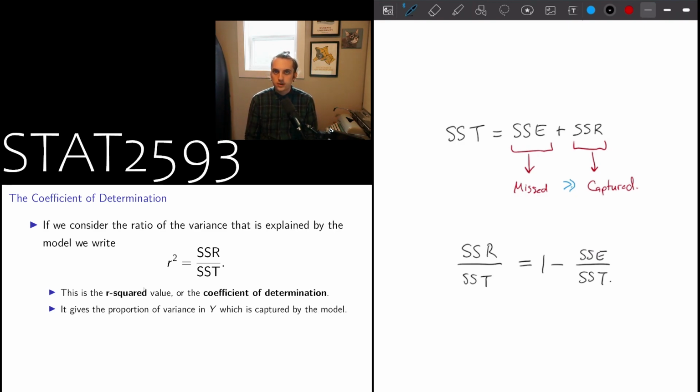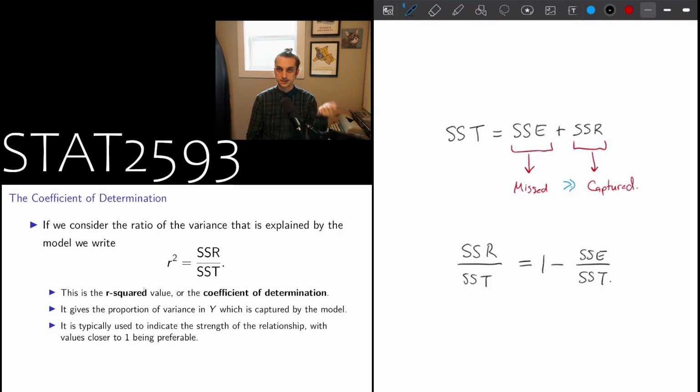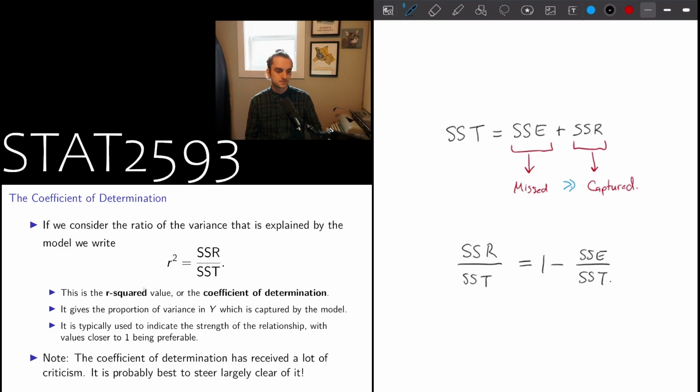The r squared value is interpreted as the proportion of variance in y that's captured by the model, or that's explained by the model. So it's typically used to indicate the strength of the relationship. It's going to vary between 0, which would mean none of the variance is explained by the relationship, up to 1, which would be all of the variance is explained by the relationship. And this provides people with an indication of how strong the relationship is, right? The higher the r squared value, the better the model is, the more faith people end up putting in the model. It's used all over the place.